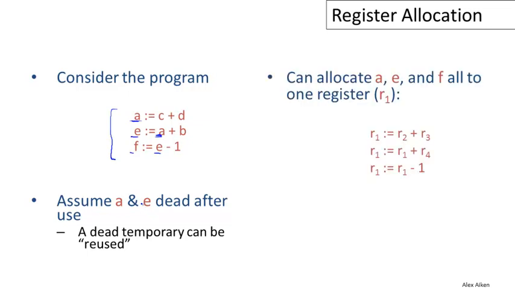And what would that look like? Well, let's allocate them all to a particular register, R1, and let's assign C, D, and B each to their own individual registers. Then the code would look like this. R1 would be R2 plus R3, and then R1 would be R1 plus R4, and R1 would be R1 minus 1. All right, so now notice how this is just a transliteration of the code over here into registers, but there is a many-one mapping of names on the left to register names on the right.